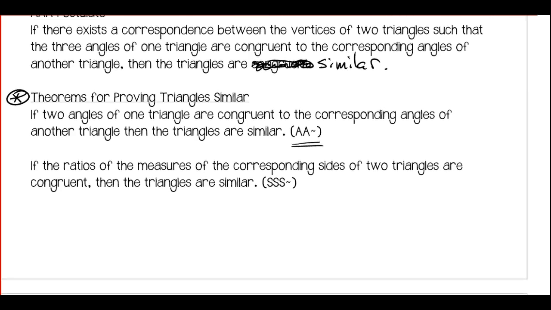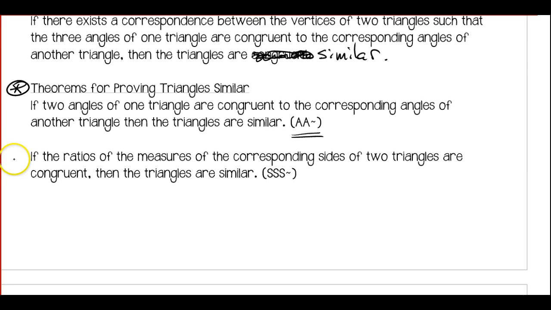Now we have another method here. If the ratios of the measures of the corresponding sides of two triangles are congruent, then the triangles are similar. This is side side side similarity. So when I talk about the ratios, we're talking about fractions made out of the lengths. So let's say this is 3, and this is 4, and this is 5.